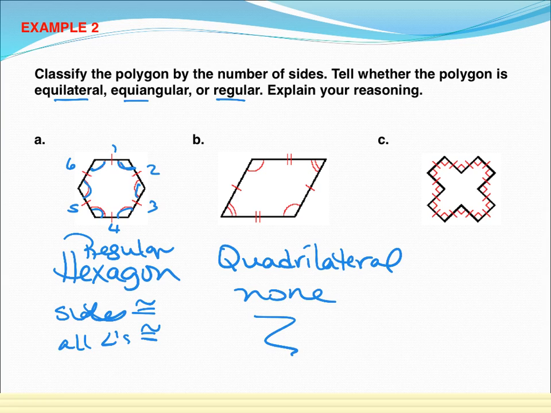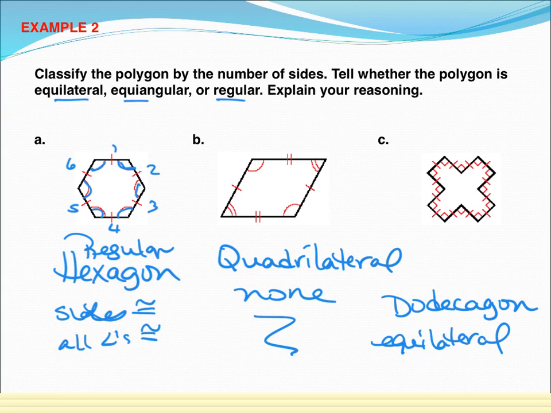The next one. What kind of polygon is this? How many sides do you count? There are 12 sides. So this is a dodecagon. Okay. Then we're going to look at it and notice all the sides are the same. So we would say that this is equilateral. This is a concave polygon.